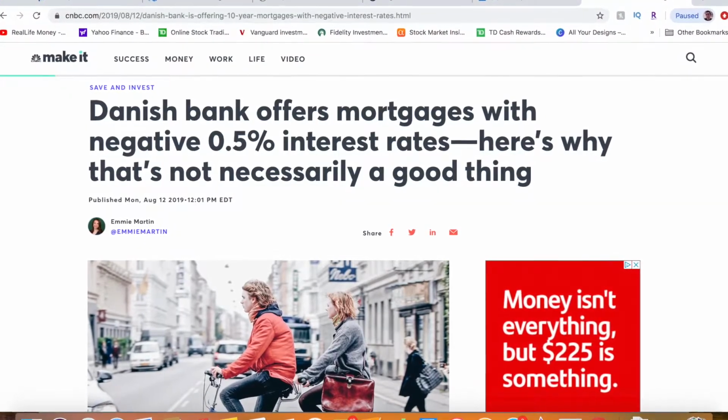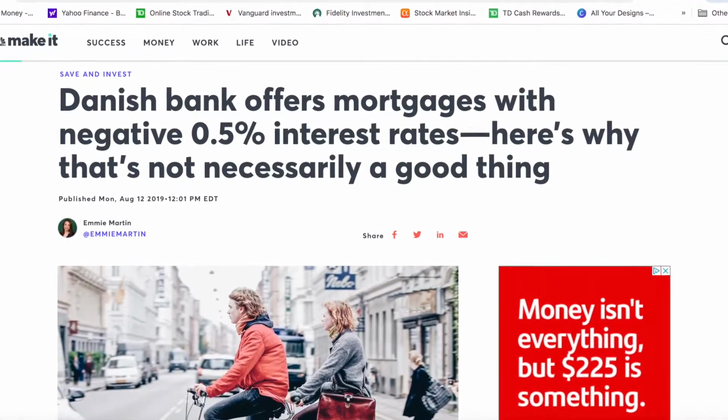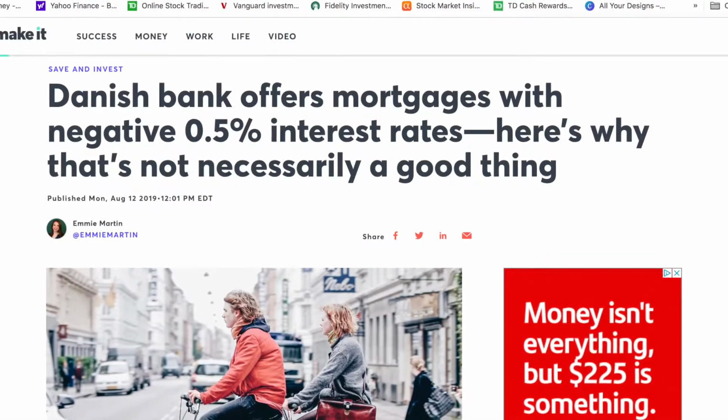Now, some people might have also heard that with these negative interest rates you might be able to get a loan or even a mortgage for negative rates. What does that even mean? Well, I was looking around and I saw this article real quick. It says Danish bank offers mortgages with negative 0.5 interest rates. Here's why that not necessarily is a good thing. We'll leave this article in the description as well if you want to check that out. I saw that this negative 0.5% is a 10-year mortgage, by the way. And it could be used as a supplemental loan to help you get a longer mortgage if you wish.